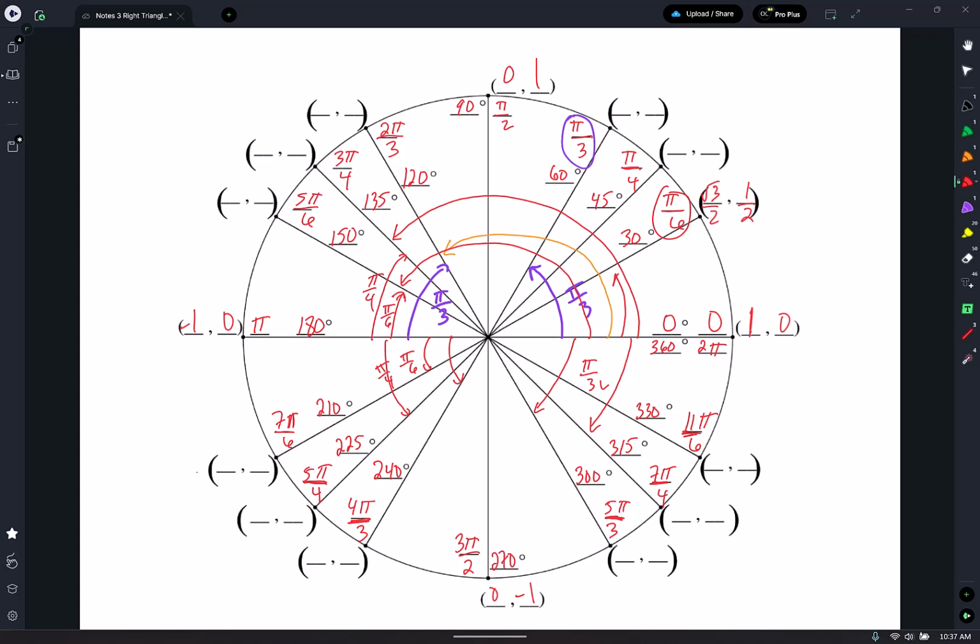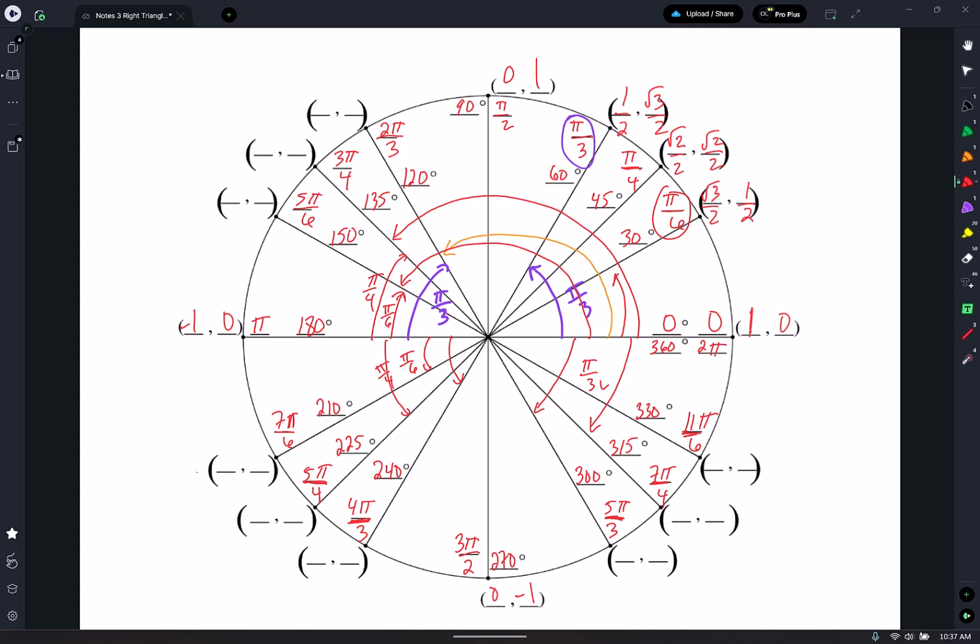Square root of 3 over 2 for your x, 1/2 for your y. At 45 degrees, or pi over 4 radians, what was my x and my y? Square root of 2 over 2, and both were the same. At 60 degrees, or pi over 3, what did you say was my x and y, or the ordered pair? 1/2, square root of 3 over 2. Perfect. All right, guys, you don't have to memorize anything.